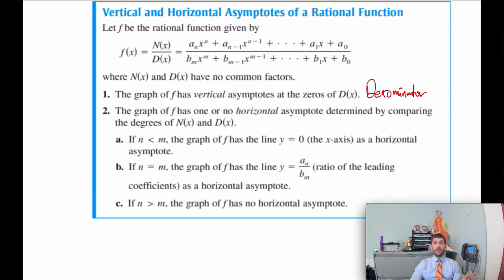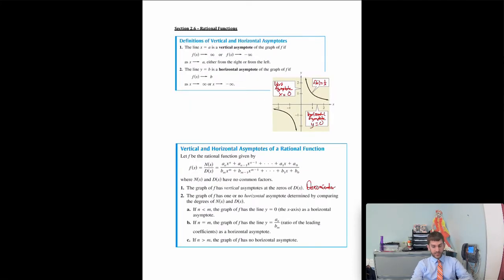If the degrees are equal, n equals m, then the graph of f has the line y equals a sub n over b sub m, in other words, the ratio of the leading coefficients, as a horizontal asymptote. Now, if the degree of the numerator is greater than the degree of the denominator, then it's got no horizontal asymptote. We're going to come back and reference these in a little bit, and by a little bit, I mean on these next examples.